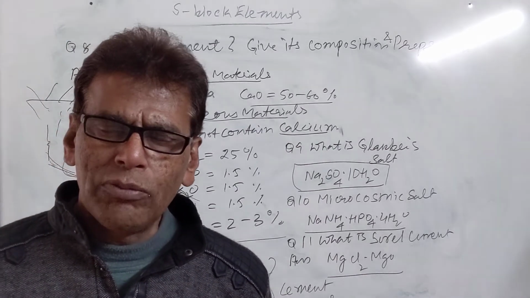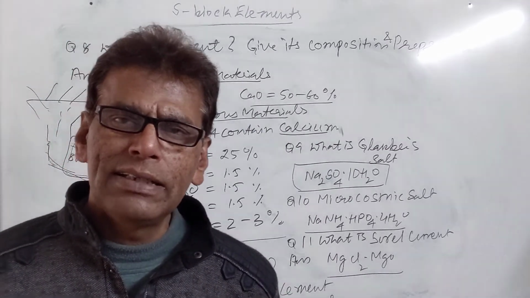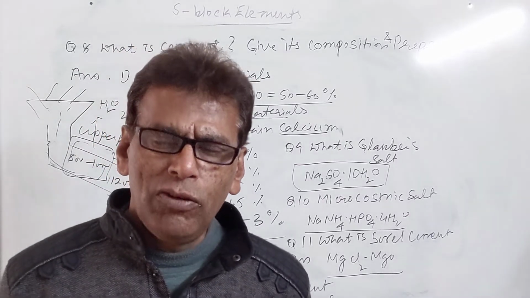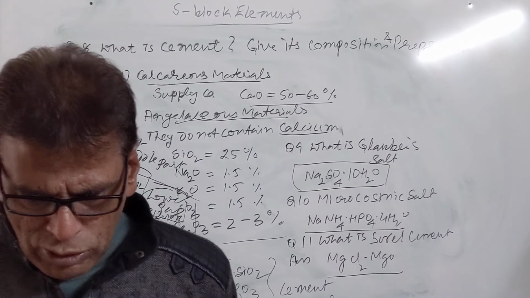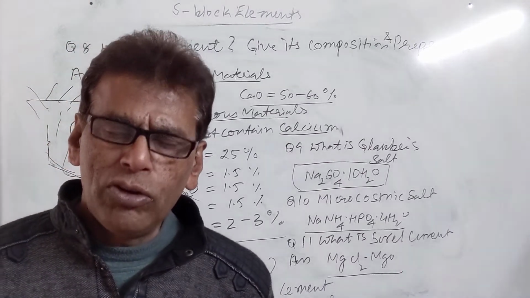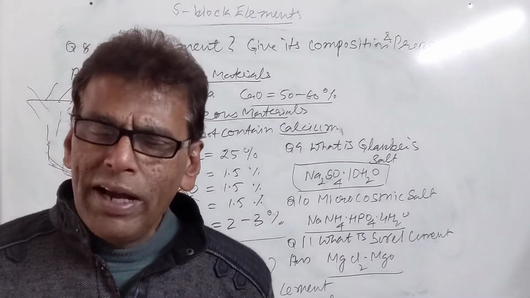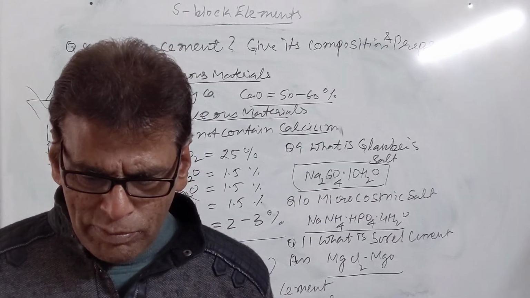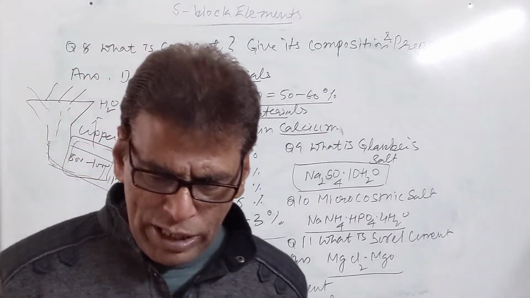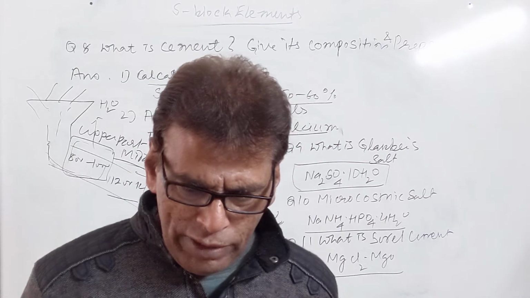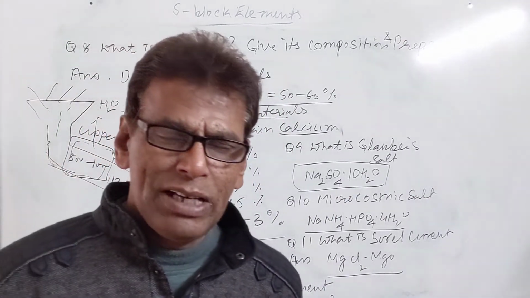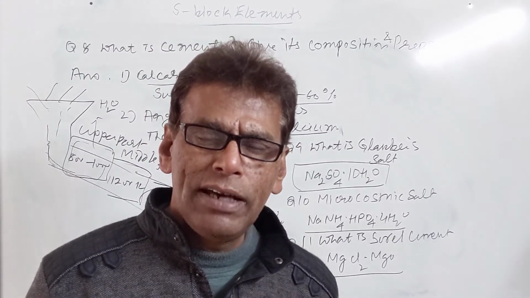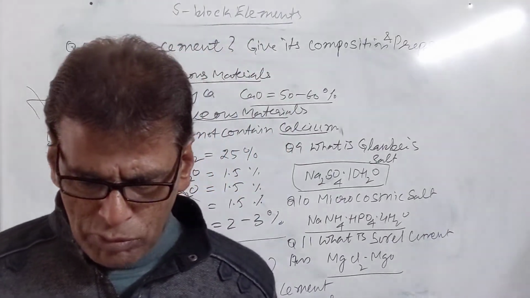Then what is the formula of calcite? Calcite is CaCO3. What is the formula of magnesite? It is MgCO3. Then we have dolomite. What is the formula for dolomite? It is a combined ore of magnesium and calcium. Its formula is MgCO3.CaCO3. Then we have carnallite. It is an ore of potassium and magnesium. Formula is KCl.MgCl2.6H2O.